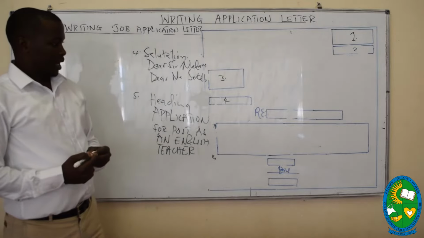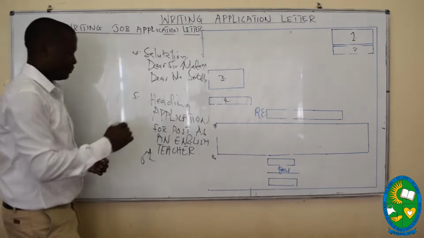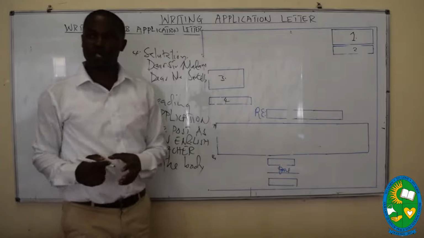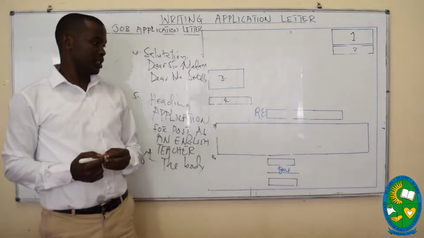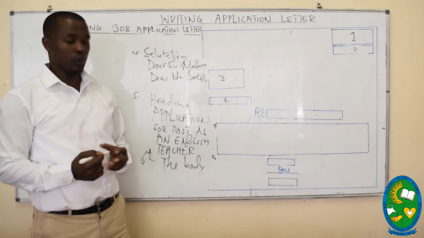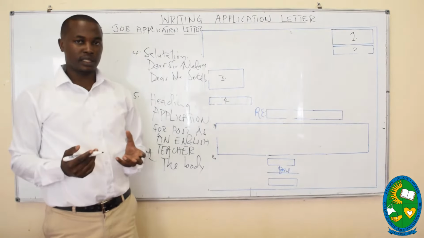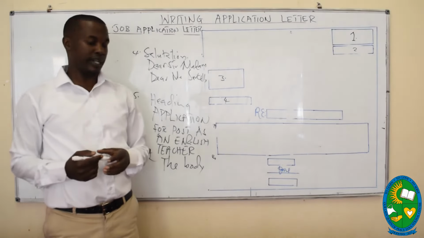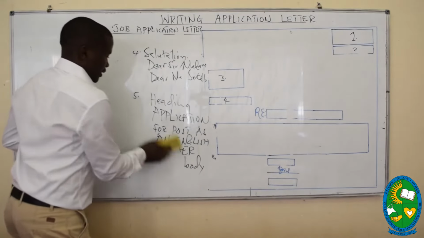Alright. The next part is the body. So this is the most important part, and in that you should provide more details about what you are writing for. And the body of the letter normally consists of 4 paragraphs, and I'll explain each of them.